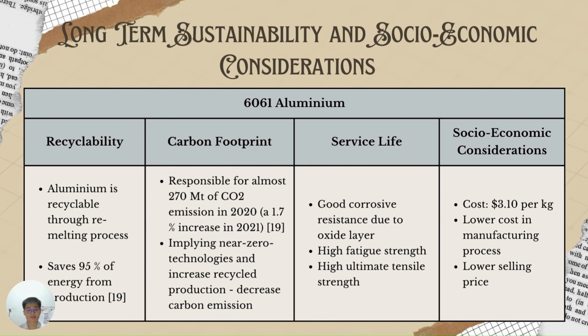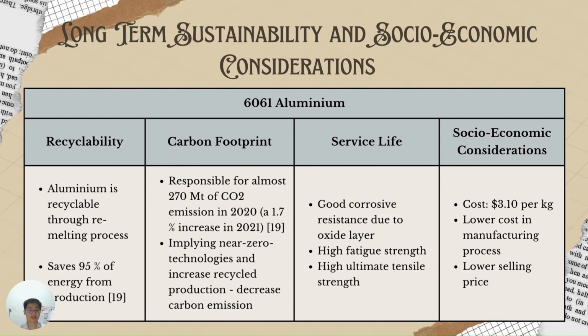From the carbon footprint aspect, aluminium was responsible for releasing 270 metric tons of carbon dioxide in 2020 and had an increase of 1.7% in 2021. However, by implementing near zero technologies and increasing the recycled production, it can help decrease the carbon emission to 220 metric tons by 2030. As for the service life, it has good corrosion resistance due to the oxide layer, and it has high fatigue strength and ultimate tensile strength, which will aid in increasing the durability of the racket.